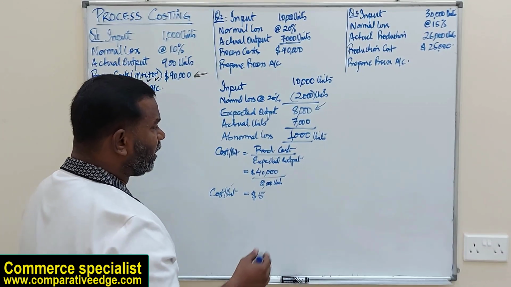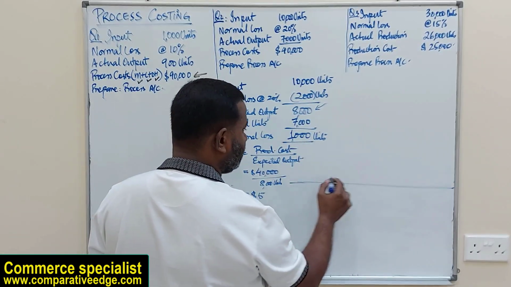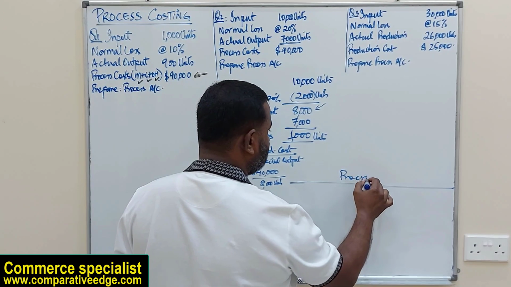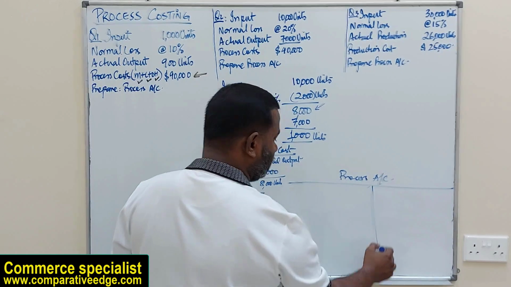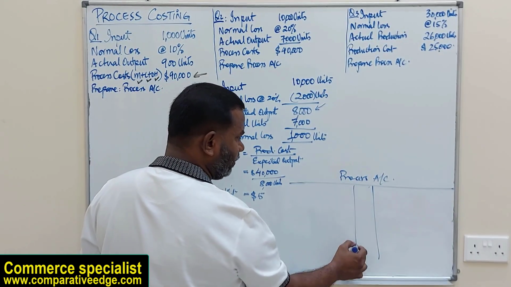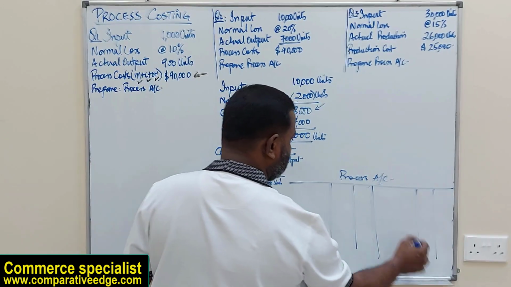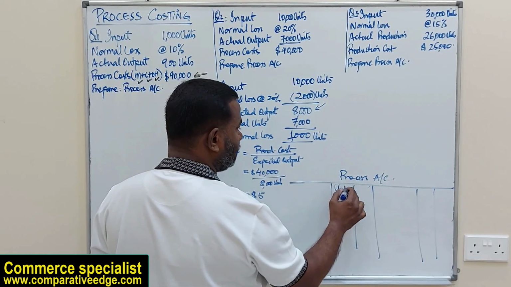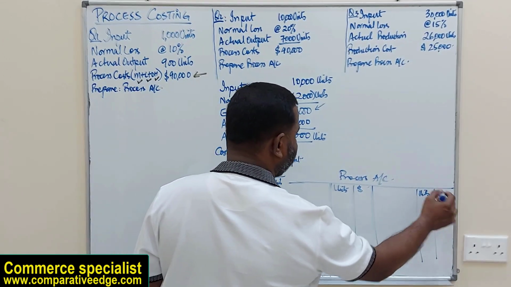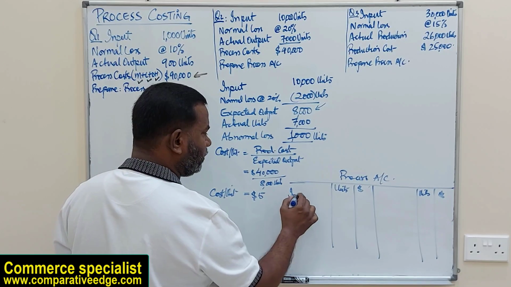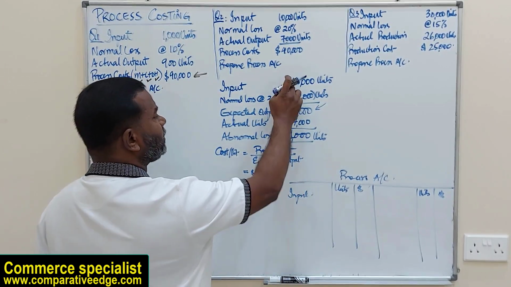Obviously, you are asked to prepare process account. So let me make it here. Process account. By now you know there are two columns here and two columns on the credit side. One column is for units. The other is for amount. You can write units first or amount first. It's up to you. So always start with input. Input is how many units you started off. So your input was 10,000 units.